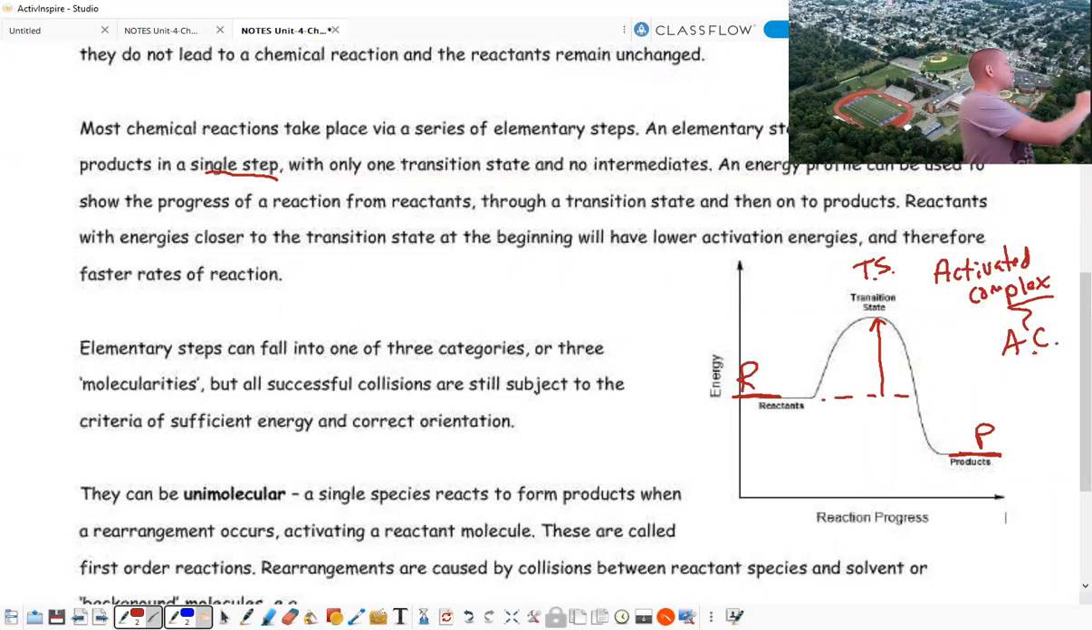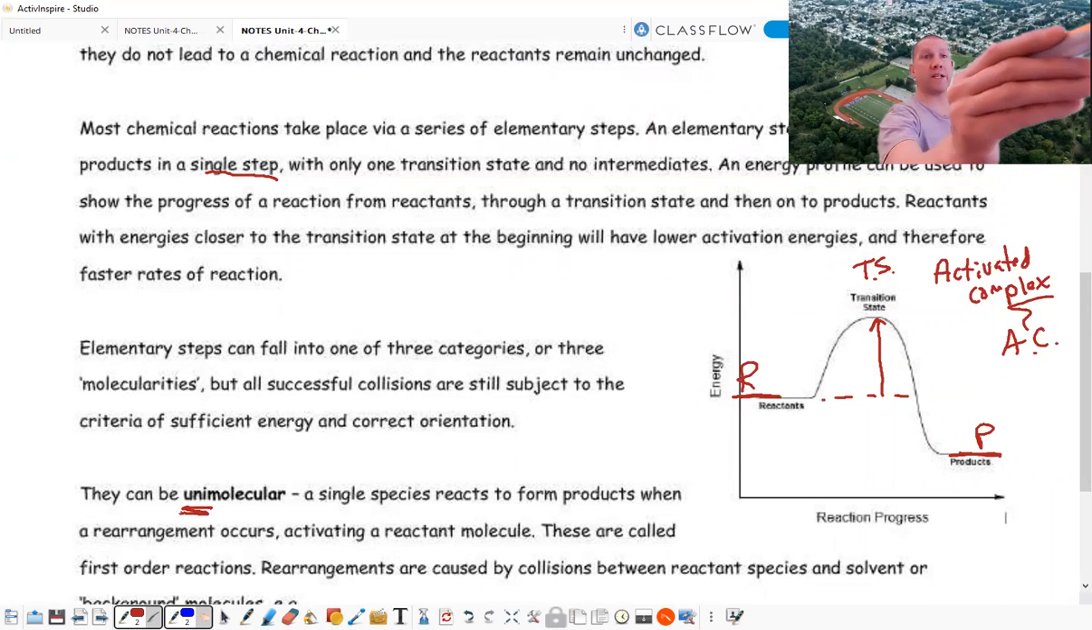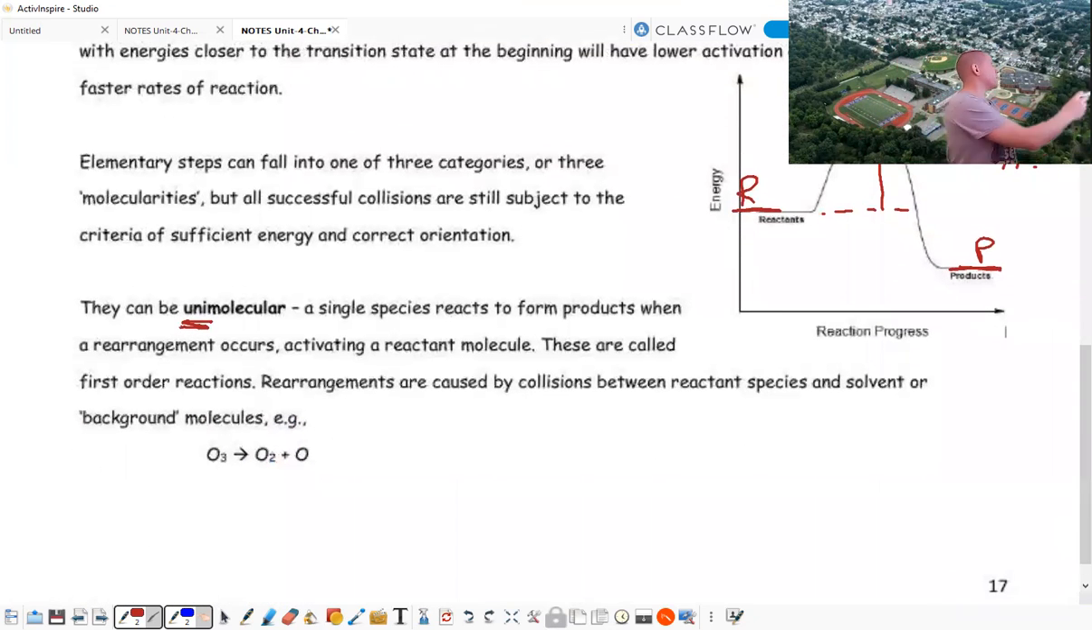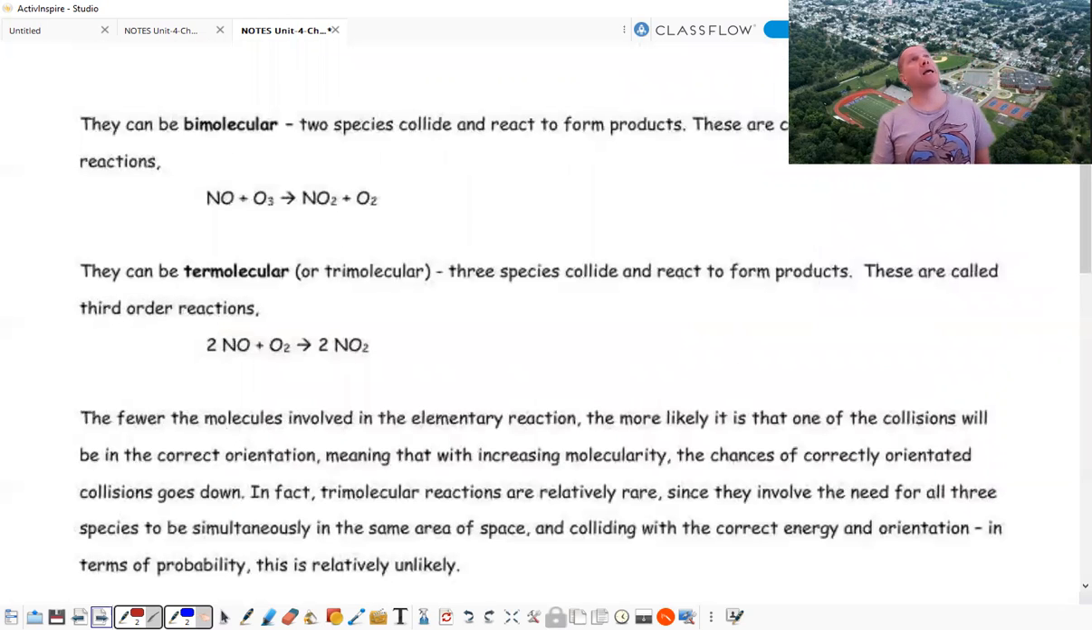All right, so they can be unimolecular, meaning it happens in one step. For example, a single species is reacting in order to form products. So you see how we only have one reactant? We call that unimolecular. Uni, not mono, uni. And then not di, but bimolecular when you have two. So you can see we need an NO and an O3 to hit right there in order to get that reaction to occur. And then you could have tri or termolecular, where you have to have three molecules occurring.